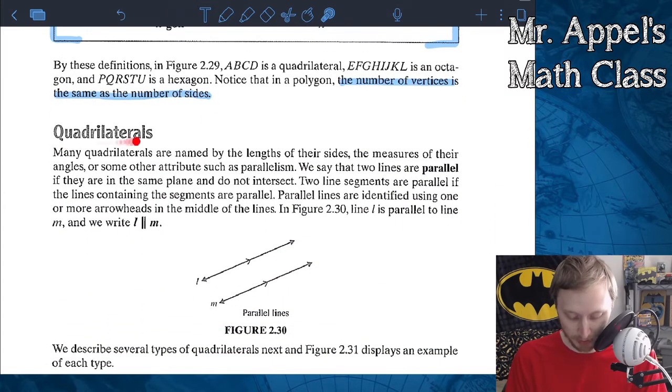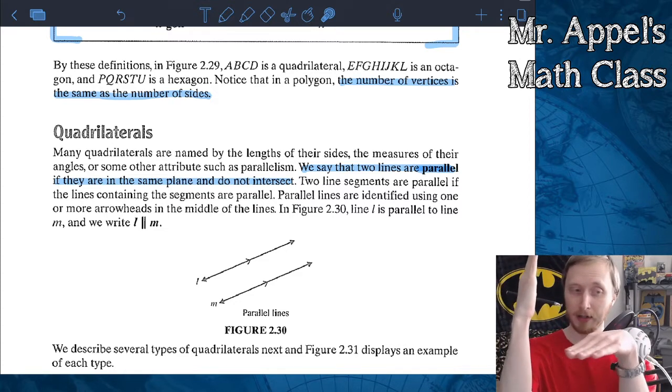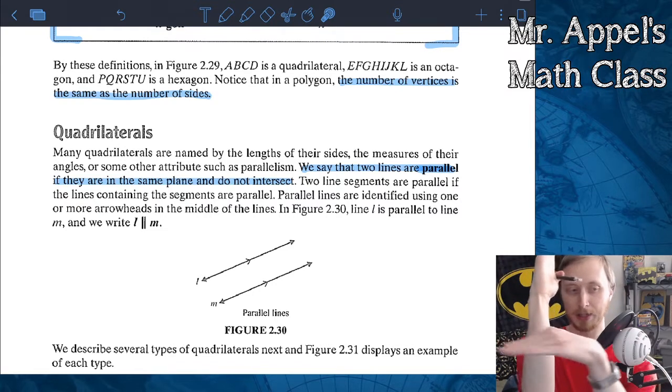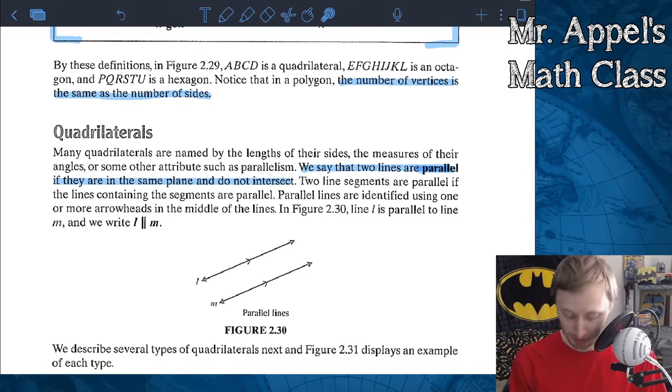All right, quadrilaterals. Many quadrilaterals are named by the lengths of their sides, the measures of their angles, or some other attribute such as parallelism. We say that two lines are parallel if they are in the same plane and do not intersect. Okay, there you go. Definition of parallel. In the same plane, but don't intersect. Of course, in 3D space, you could have non-intersecting lines that are not in the same plane. Imagine a line over here and a line out here. It looks like it crosses in front of, but then I just rotate this way. Oh yeah, they're totally missing, right? Those would be skew lines.